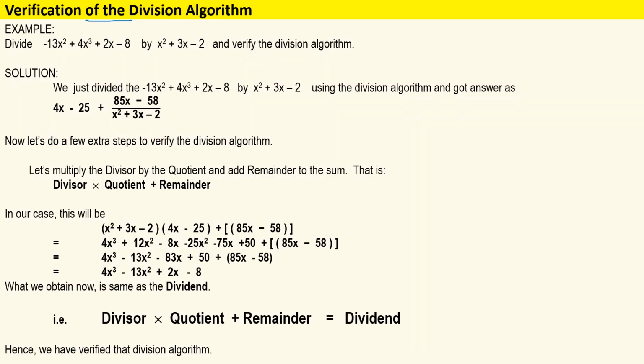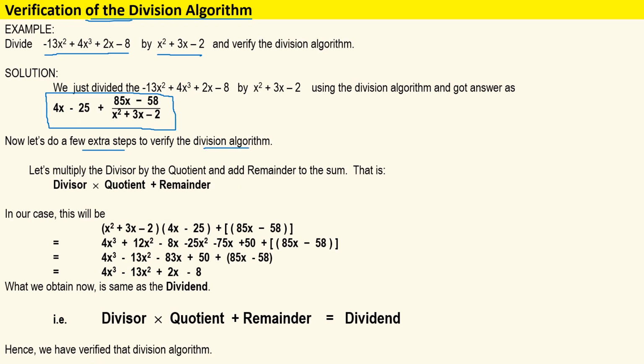Before we end this session, let's do the verification of the division algorithm. We have just seen that when we divide minus 13x squared plus 4x cubed plus 2x minus 8 by x squared plus 3x minus 2, we get the answer 4x minus 25 plus 85x minus 58 divided by x squared plus 3x minus 2. Now we shall carry out a few extra steps and do the verification of the division algorithm.